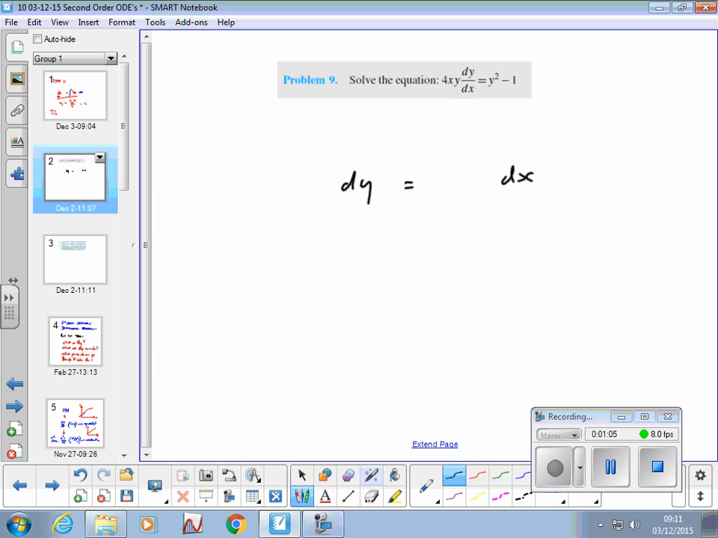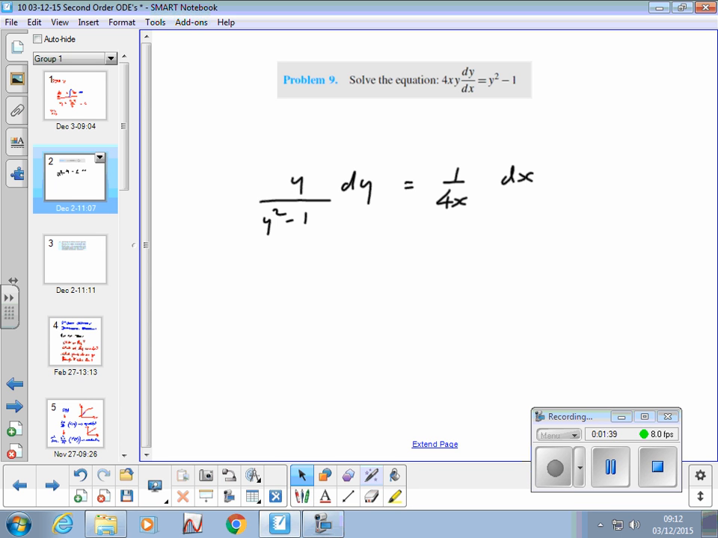So I'll get y, leaving that on the left hand side and then dividing by y squared minus 1, dy equals 1 over 4x, or 1 over 4x dx. I could leave the 4 on the left hand side if I wanted to. It doesn't matter what I do with that constant 4, but that's probably as good a way as any. So I've separated the variables now. All I need to do is integrate both sides.